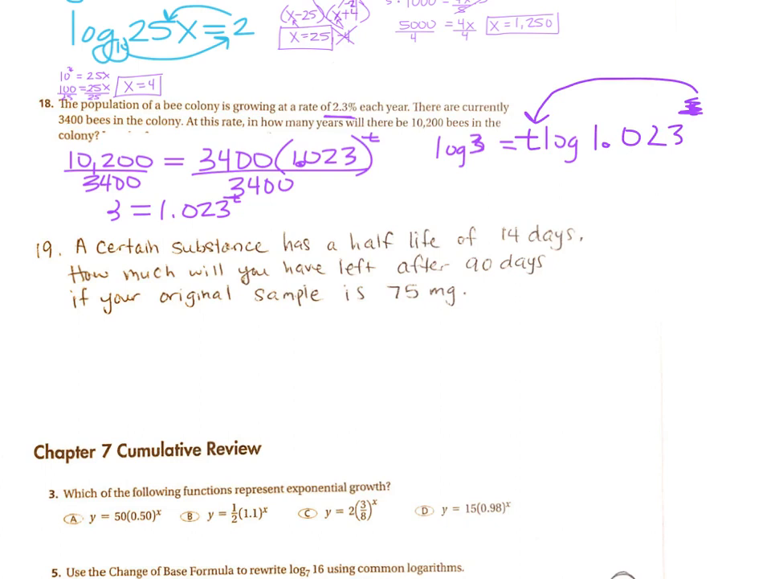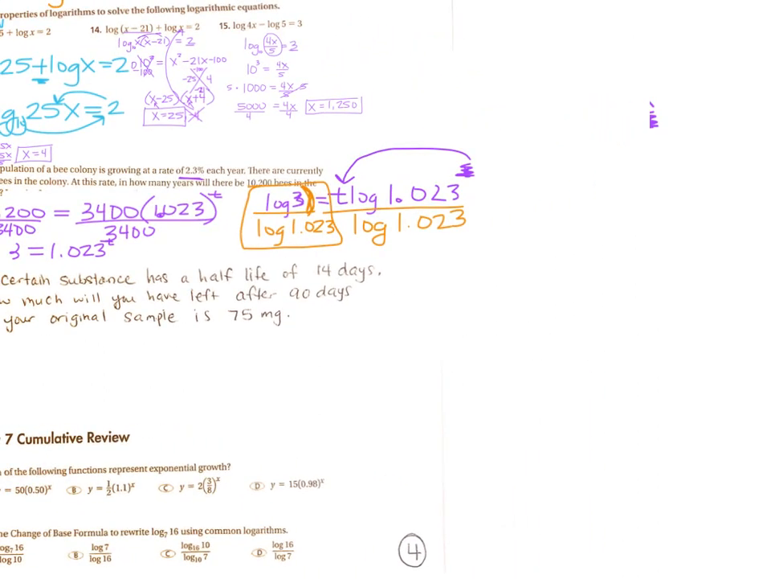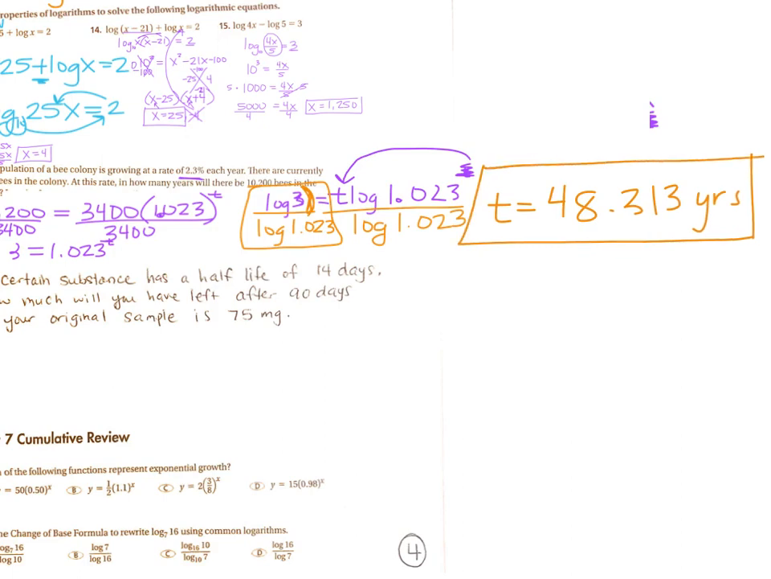Okay, so then from here, if we're trying to isolate t, all we need to do is divide by log 1.023, divide by log 1.023. Don't forget that parenthesis there, and you're just going to plug that into your calculator, and what you get is t equals 48.313, and they were asking how long. This is years, so that will be your answer.